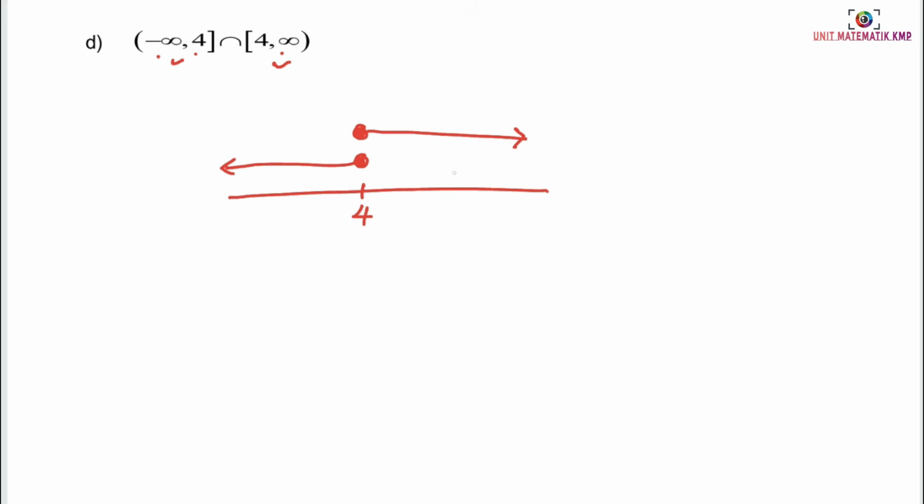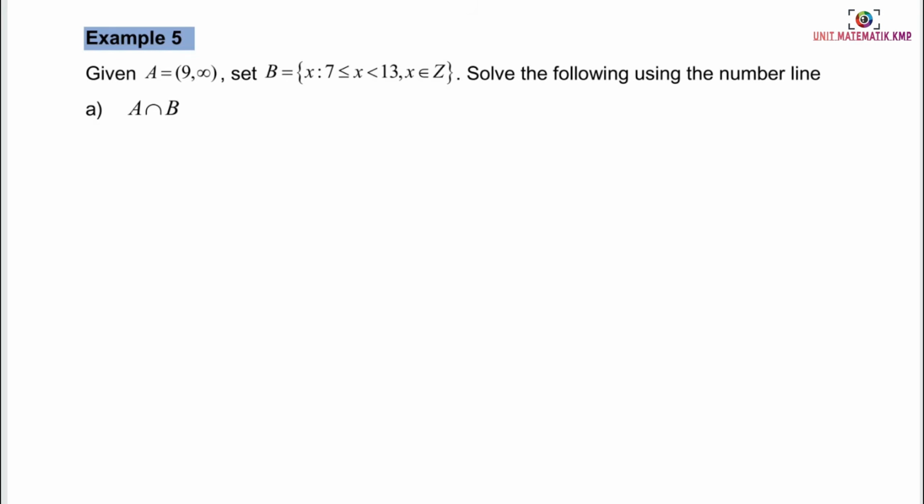So what's the solution? We go to the relation. The sign is intersection. From the diagram, the intersection between the two intervals is number 4. So the solution set equals the set of number 4 only.